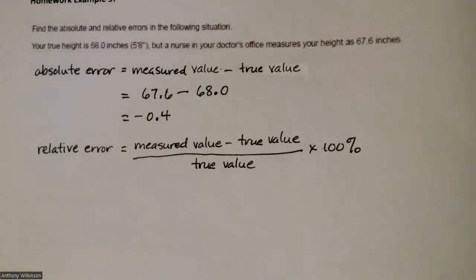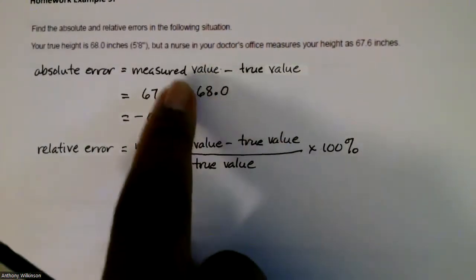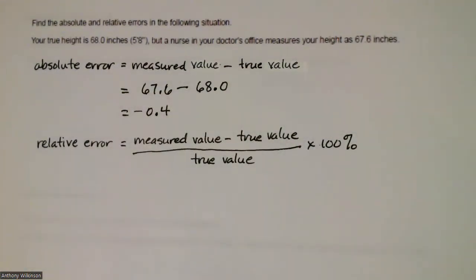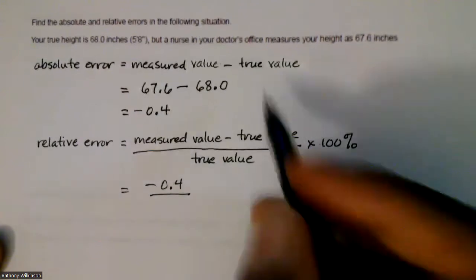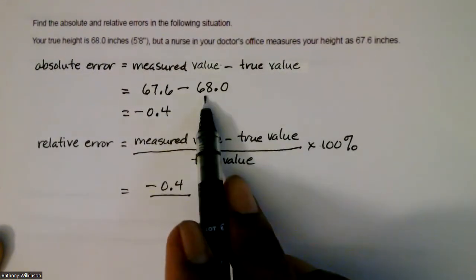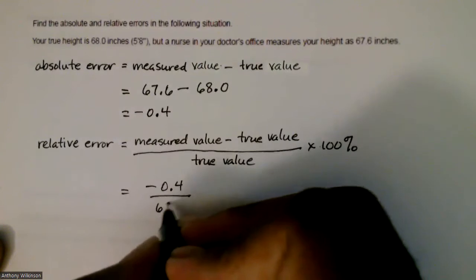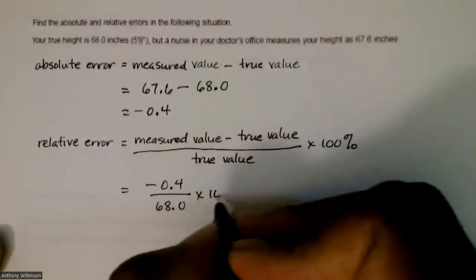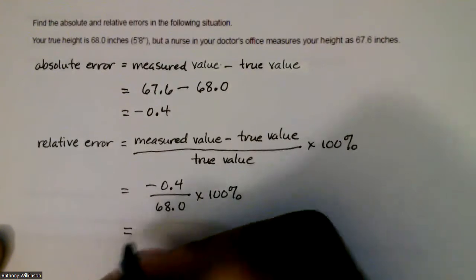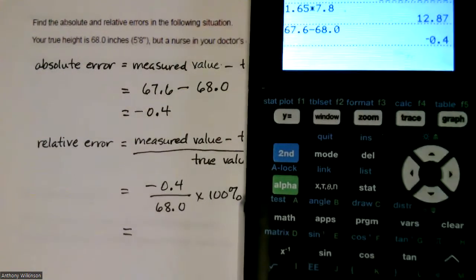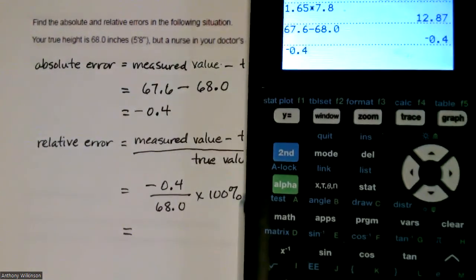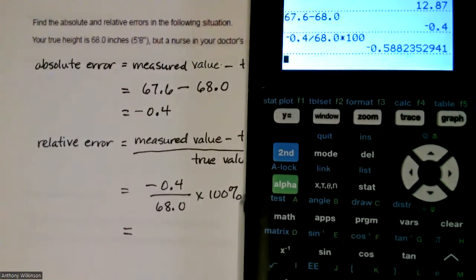In this case, your measured value minus the true value, we can get from up here, the absolute error. That was negative 0.4. So the negative 0.4 divided by the true value. In this case, your true value was 68.0. That goes in the denominator, multiplied by 100%. Using our calculator, this will be negative 0.4 divided by 68.0 times 100.